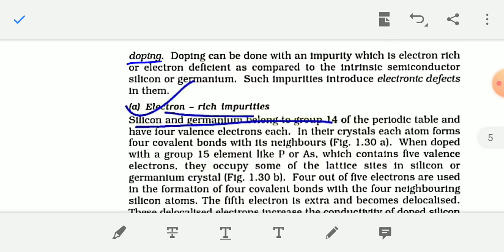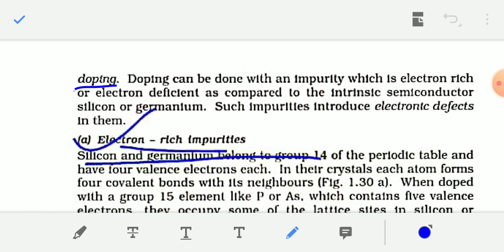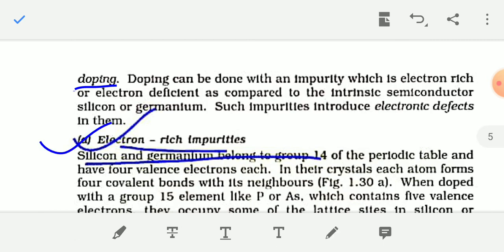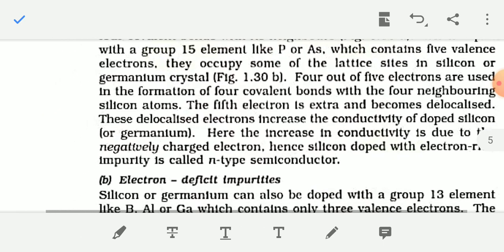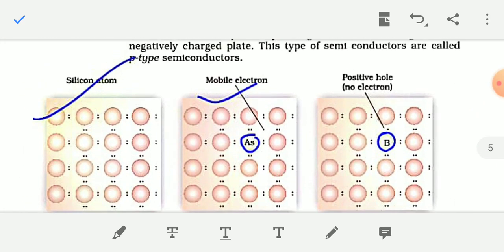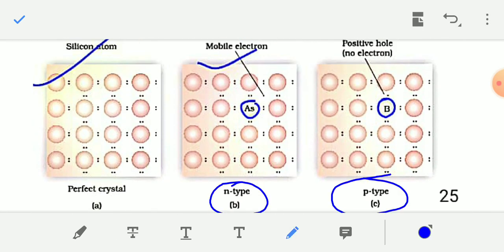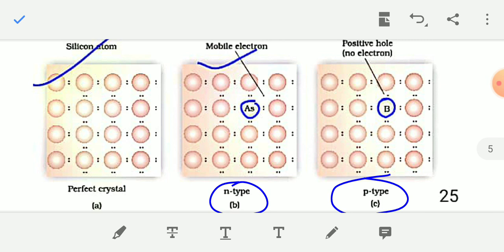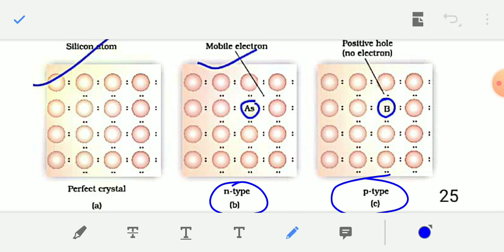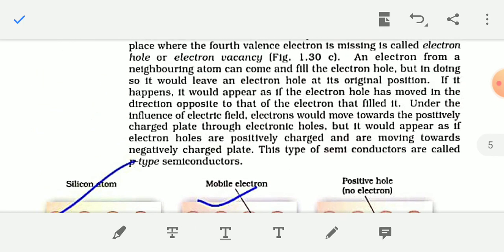Okay, so impure semiconductors are of two types. One is electron rich semiconductor, that is also called n-type semiconductor, and another is p-type semiconductor. Silicon, germanium, these are pure or intrinsic semiconductors, and from this pure semiconductor you can make extrinsic, that is impure semiconductor, by doping. So how are n-type or p-type semiconductors formed?